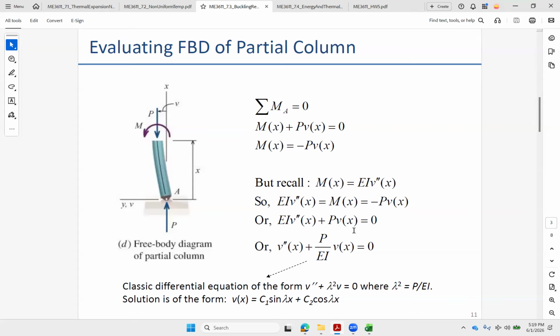It is of a classic closed form solution: second derivative plus some constant lambda squared times the function itself equals 0. And there that lambda squared is P over EI. We can have a solution that is always good for this equation, C1 sine lambda x plus C2 cosine lambda x. And no matter what we have for our constants in there, we can always take two derivatives of this and add it with that, and it's going to come out to 0.